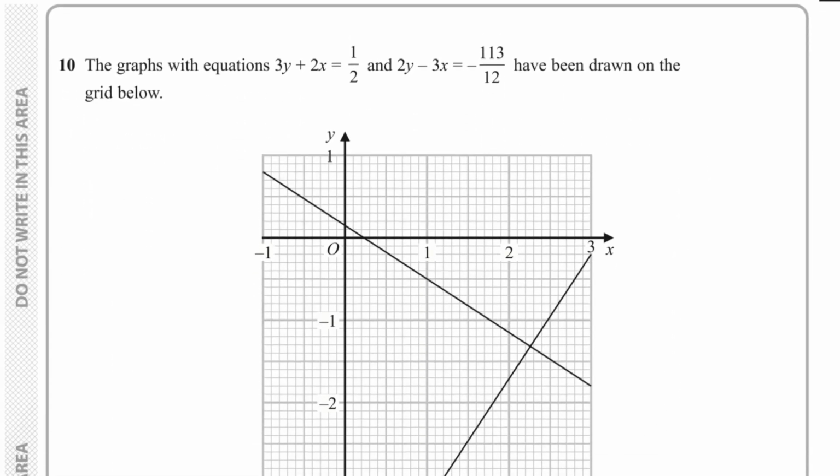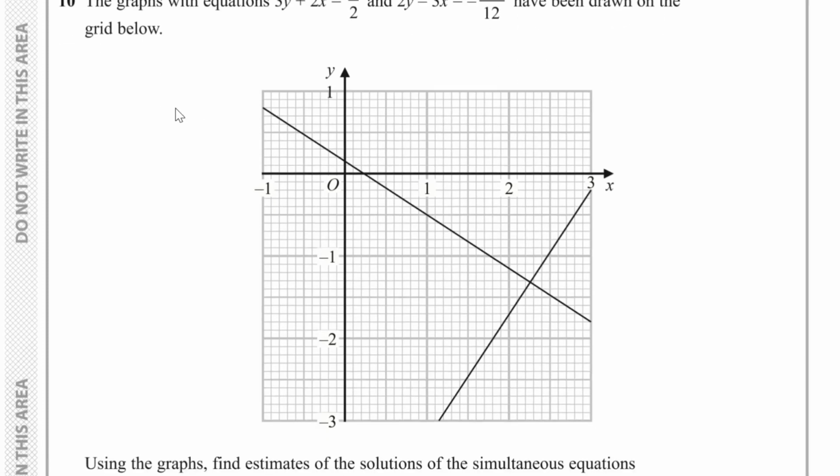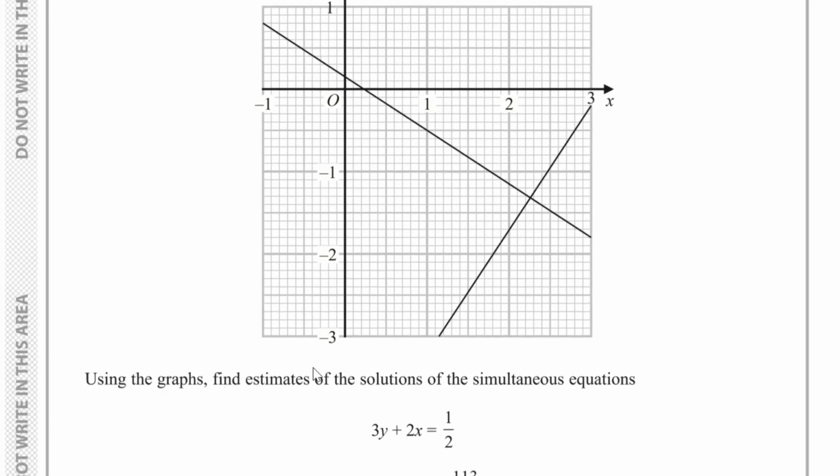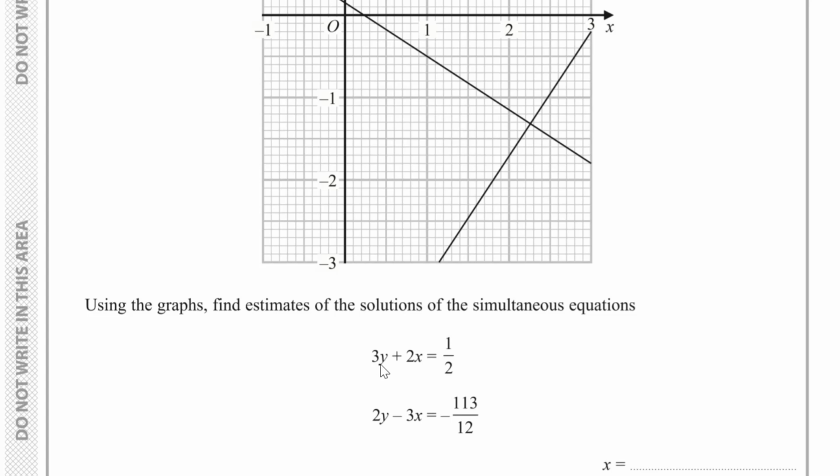For question 10, the graphs with equations 3y plus 2x equals a half and 2y minus 3x equals minus 113 over 12 have been drawn on the grid below. And using the graphs, we have to find estimates of the solutions of the simultaneous equations 3y plus 2x equals 1/2 and 2y minus 3x equals minus 113 over 12.